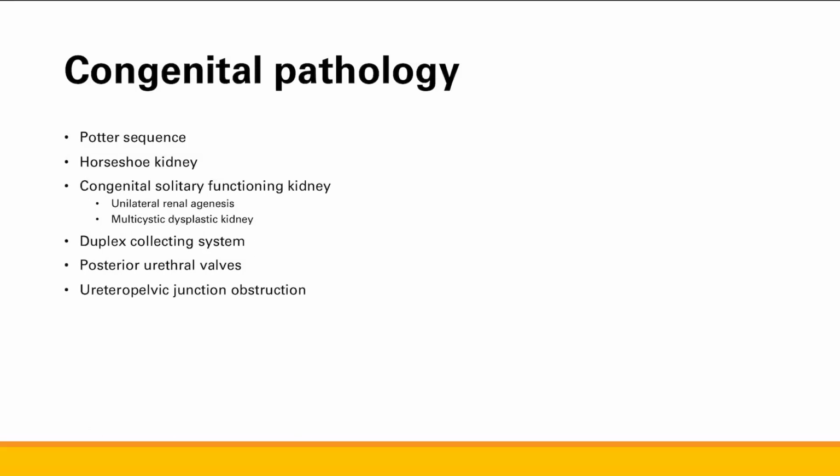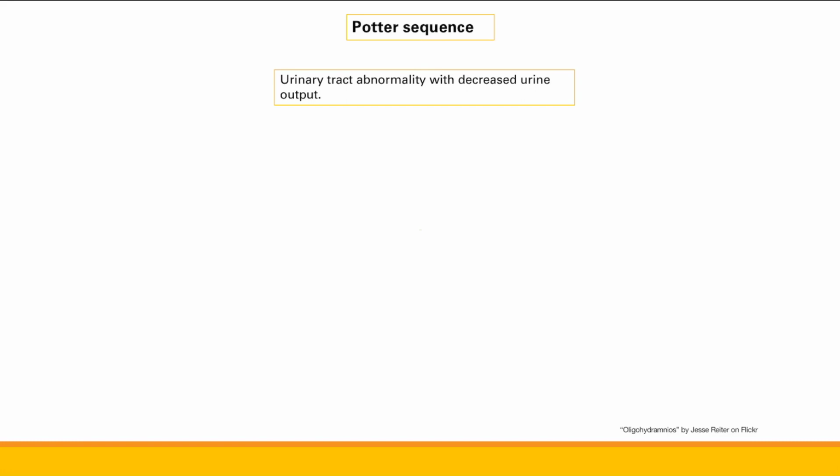So now we're going to talk about congenital pathology of the kidneys. And the first one we're going to talk about is something called Potter sequence. Potter sequence arises due to decreased urine output. It's going to be a constellation of symptoms that arise due to decreased urine output.